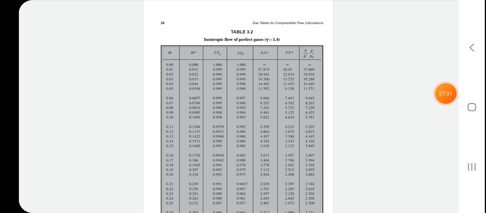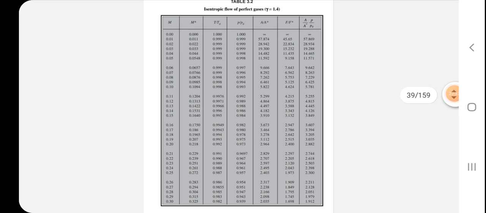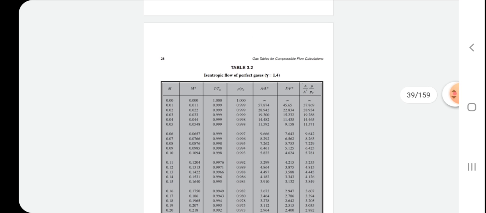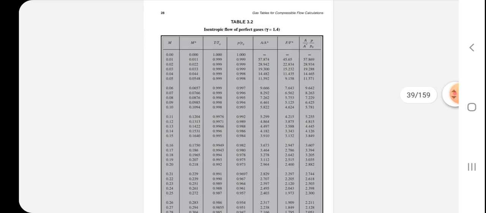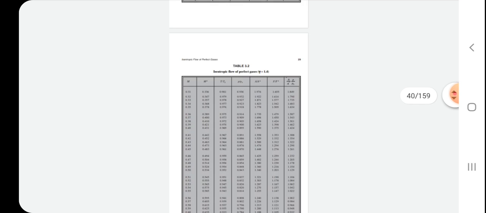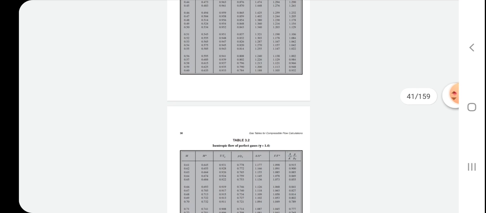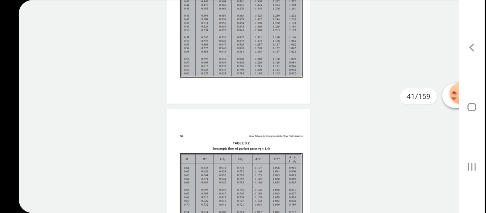So students, this is the isentropic flow table. Corresponding to the two Mach numbers, 0.5 and 1.7, you can note the fifth column, A by A star. You obtain the value for M equal to 1.7 and 0.5. For 0.5, the value is 1.337.